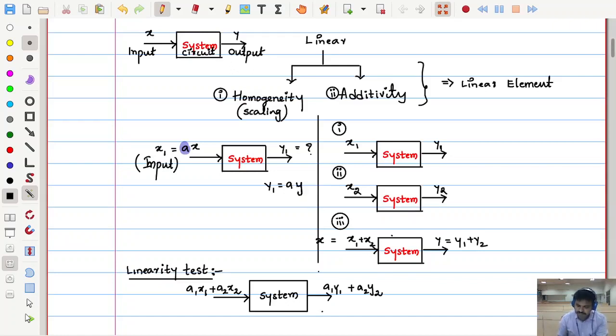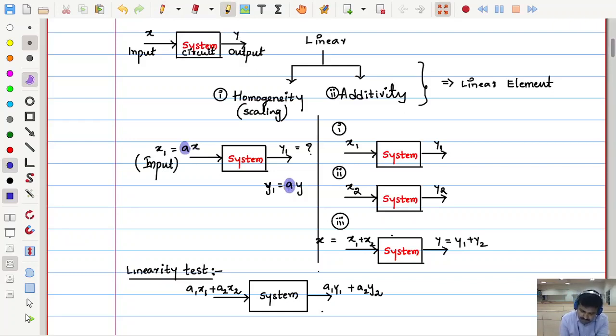So whichever system obeys this kind of property, that means if the input is x and the system produces an output of y, then if we multiply the input by a constant value, a times x, the output also will be multiplied by the same constant a. So you need to observe that carefully. See here.